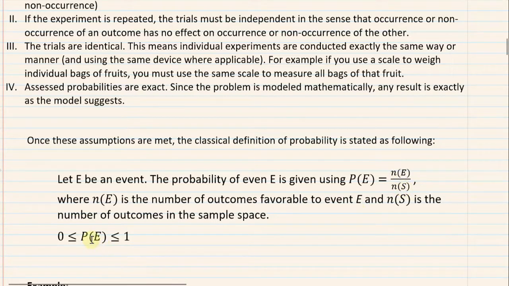Now, one thing to note here, the probability of any event has to be between 0 and 1 inclusive. So we cannot get lower than 0%, which means impossible to happen. And on the high end, we have 1, which means 100%. At that point, the event becomes a sure event to happen.